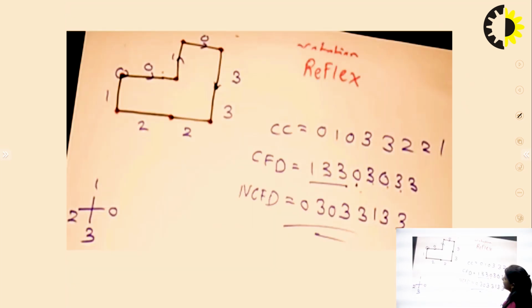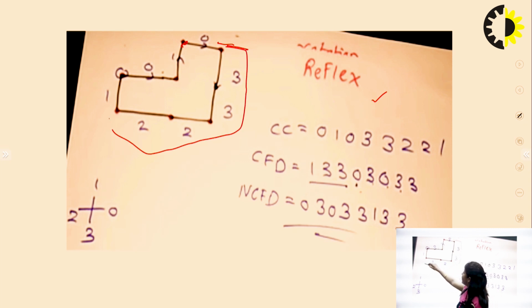So here we will calculate the reflection. If I just make this object in opposite direction, so if I reflect this direction in opposite direction, then we have to check whether the both code is same or not. So firstly we will calculate from this side. So 0 3 0, this is the starting point, 0 3 3 2 2 1 0 and 1. So we will get this code.